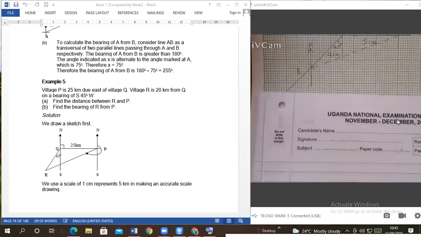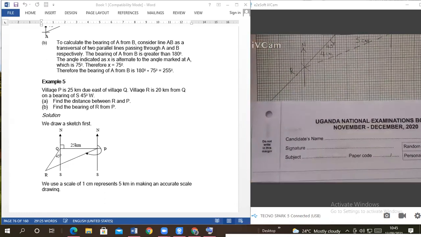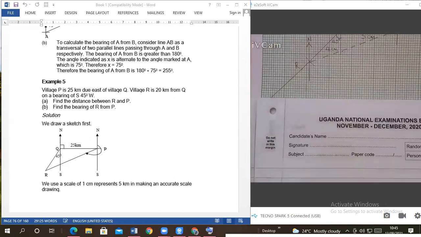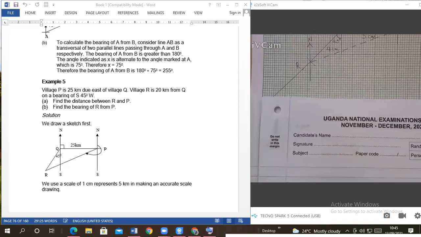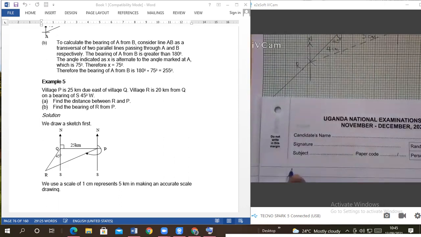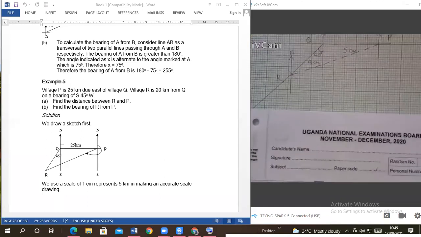If we have that, now let's go and answer the question. They're saying find the distance between R and P. So they want distance. Don't write on your graph. Now come back to your book. You say distance PR, RP, distance RP. Members, are you there?